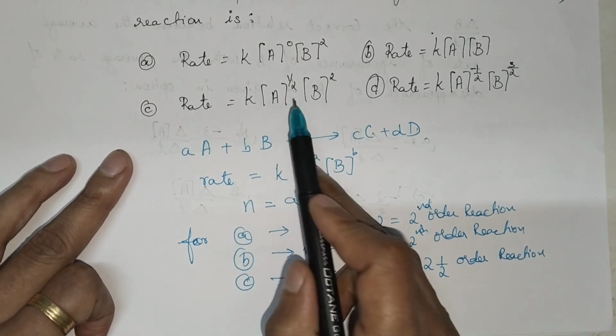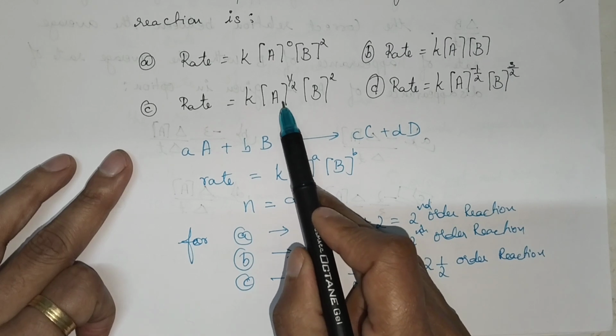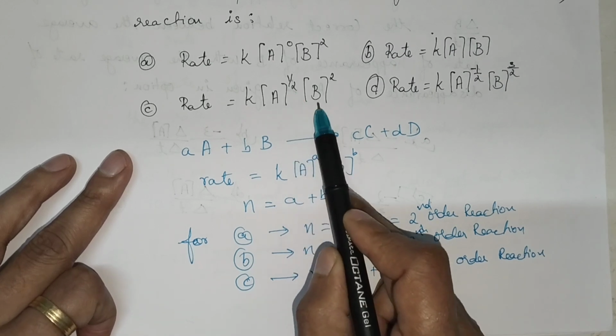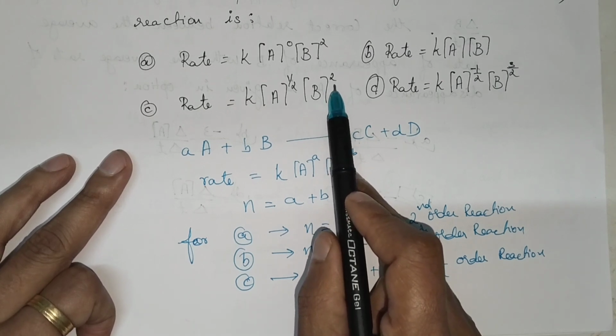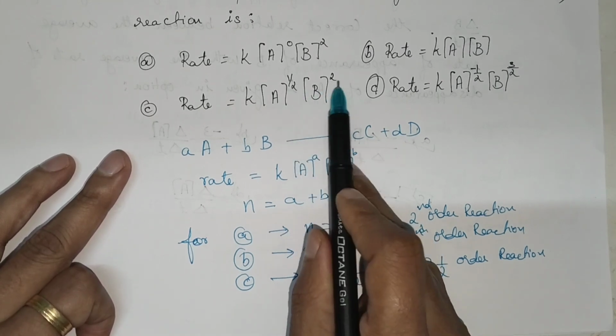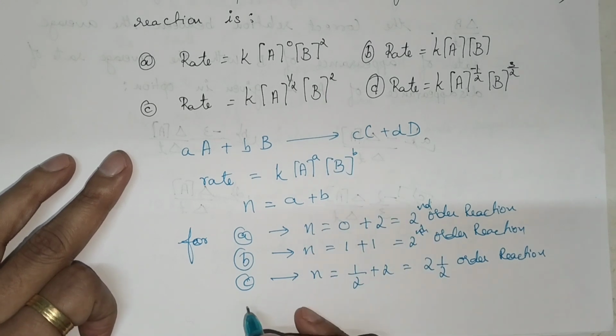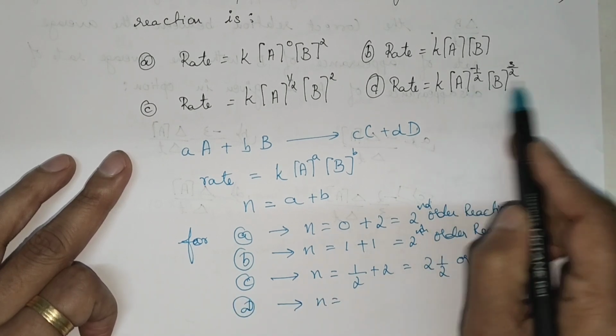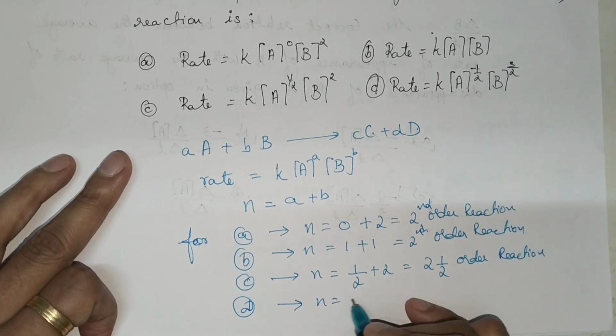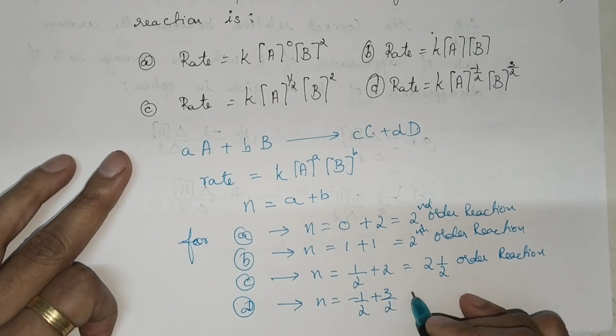So in this option, according to A, the order of the reaction is half. According to B, the order of the reaction is 2, and the overall order of the reaction is the sum of the orders of the individual reactants. And the last option D, where n is equal to minus half plus 3 by 2, this gives us 1.